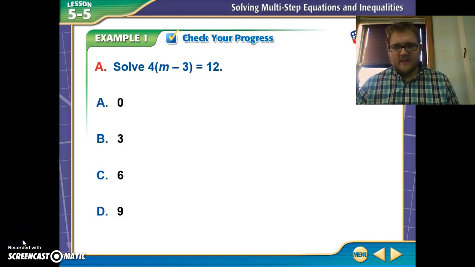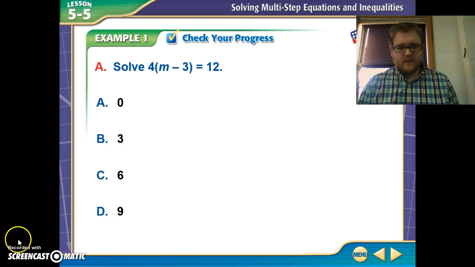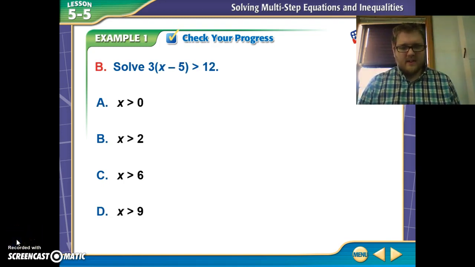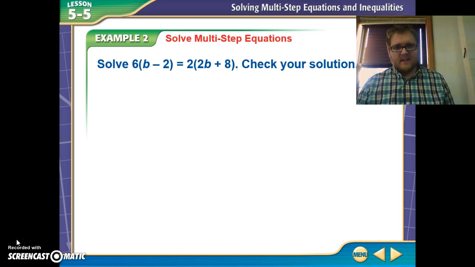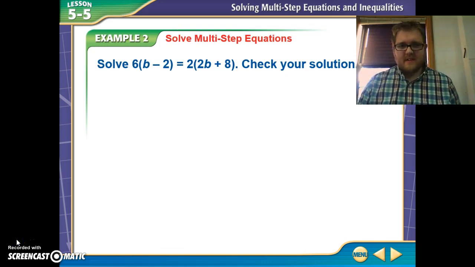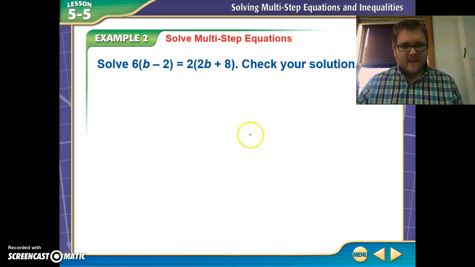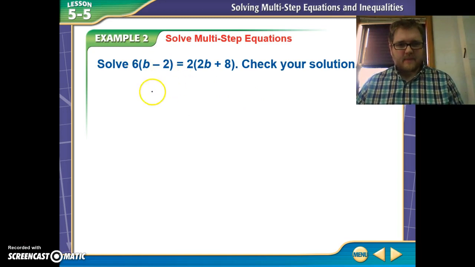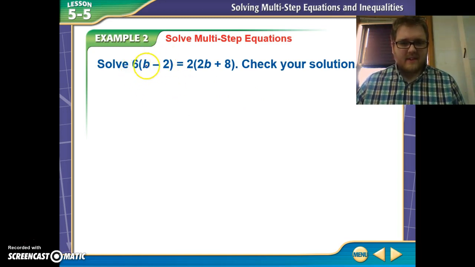So go ahead and see if you can solve this on your own. 4 times the quantity m minus 3 equals 12. And this one, 3 times the quantity x minus 5 is greater than 12. Alright, now let's look at solving multi-step equations. So, for instance, I might have 2 parentheses of quantities, one on each side. So again, let's deal with this one the same as we have been.